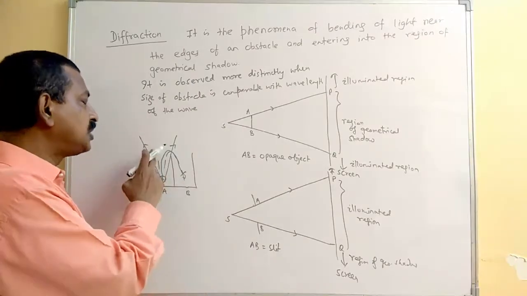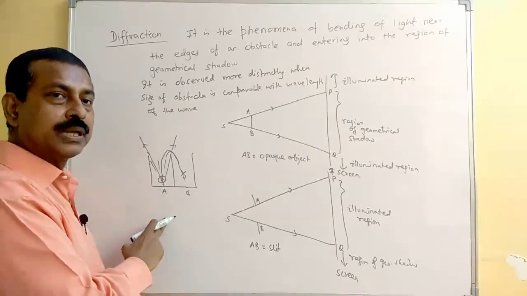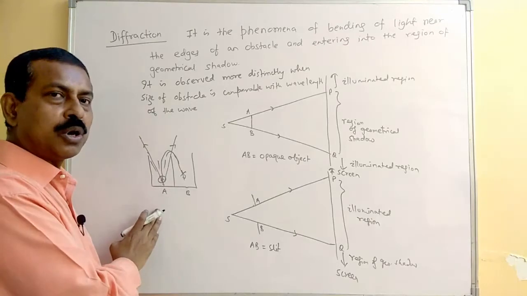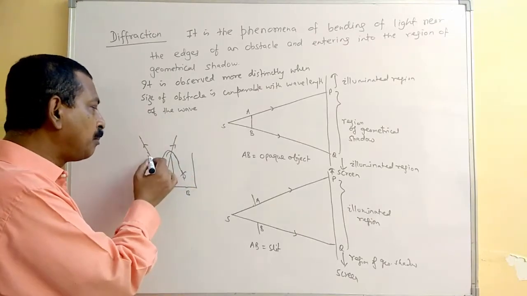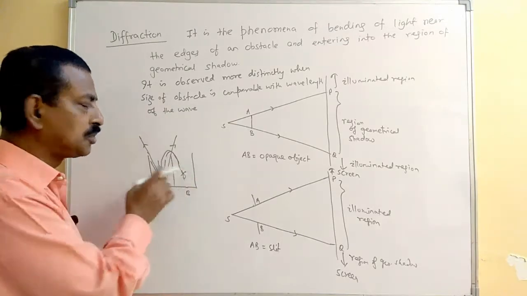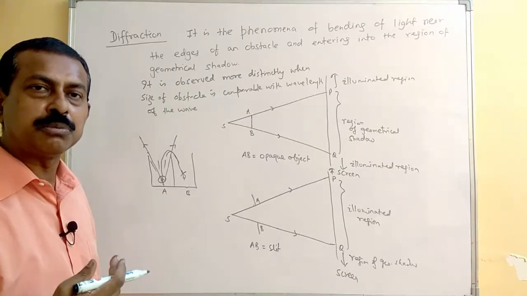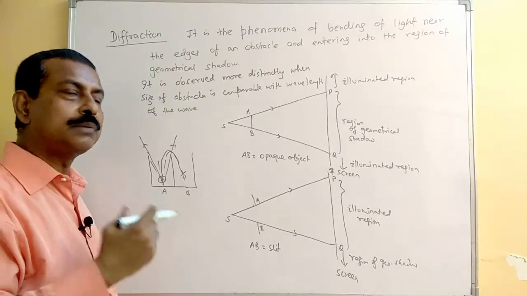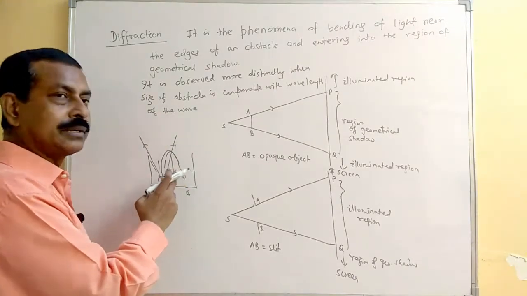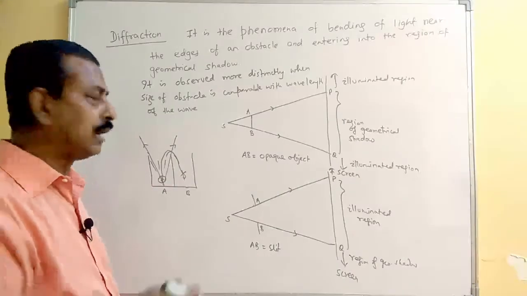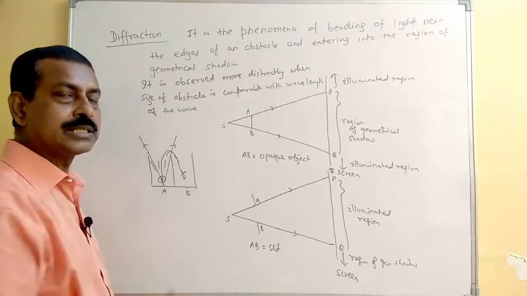But if you consider a light wave, its wavelength is very small and it is not comparable with the dimension or size of the obstacle. So we do not see light bending in day-to-day life, especially for cases like this.